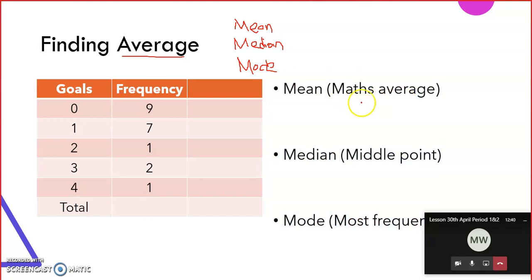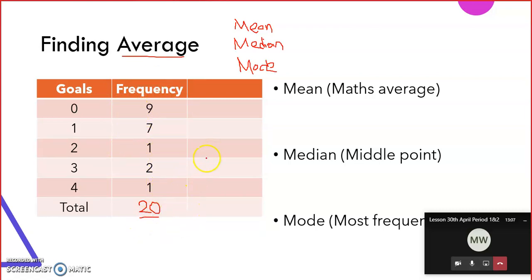Mean is our mathematical average, so we need to add things up and then divide by the total. We know that the total, if we add up all the frequencies, 9 plus 7, that's 16, plus 1, that's 17, plus 2, that's 19, then add 1, we'll get 20. That means we're looking at the data of 20 different matches. It makes sense because I told you it's 20 matches.